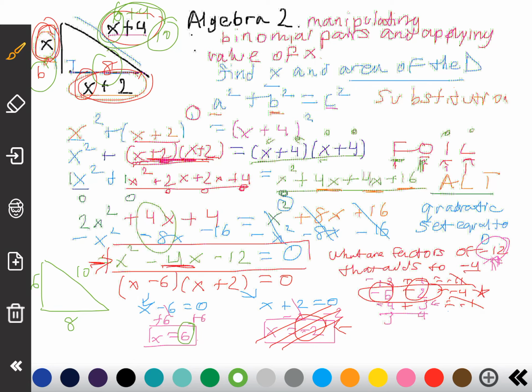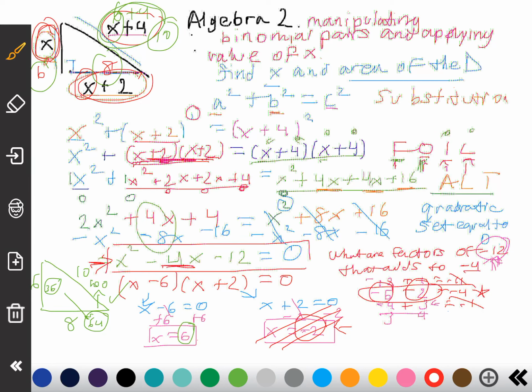6 to the second power is 36. 8 to the second power is 64. And 10 to the second power is 100. 36 plus 64 is 100, which is equivalent to 100. So yes, that checks out.